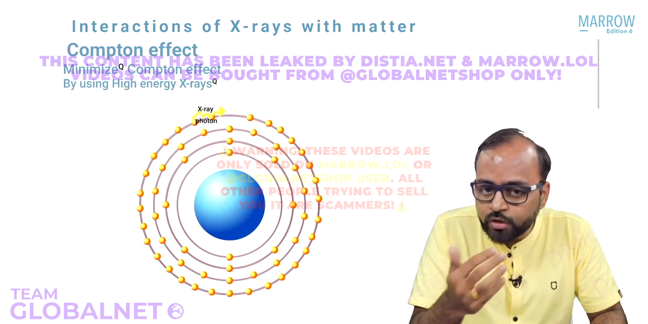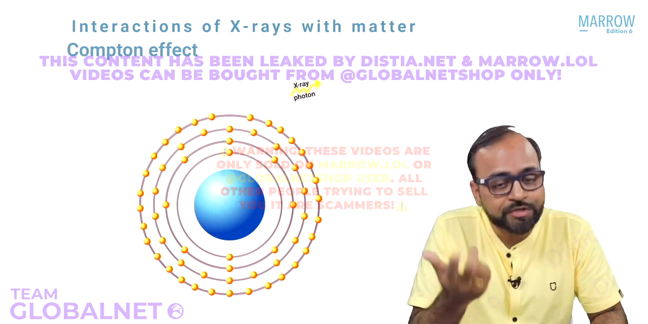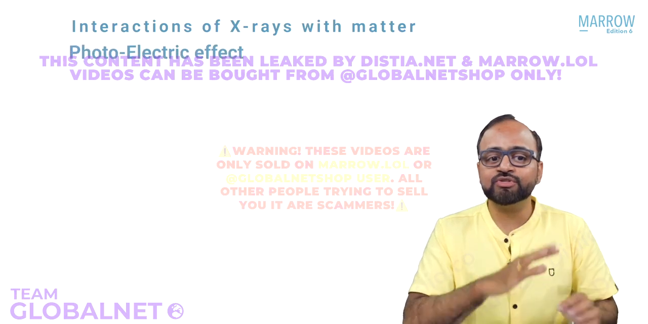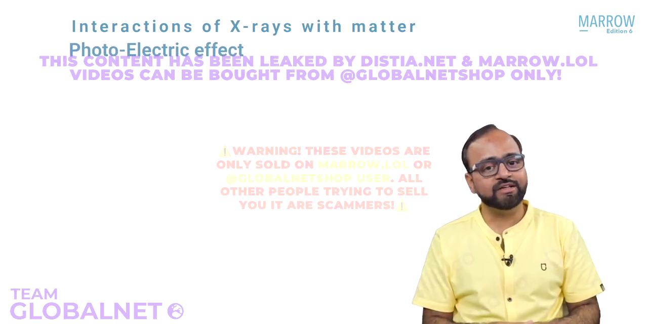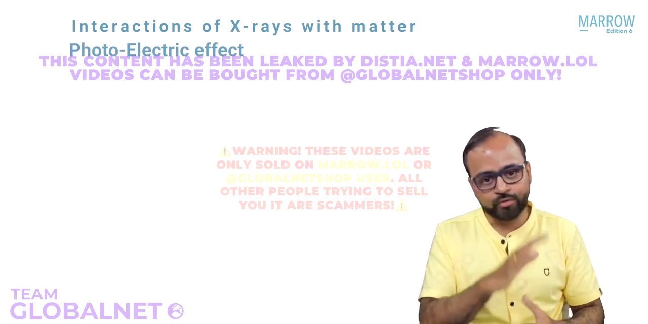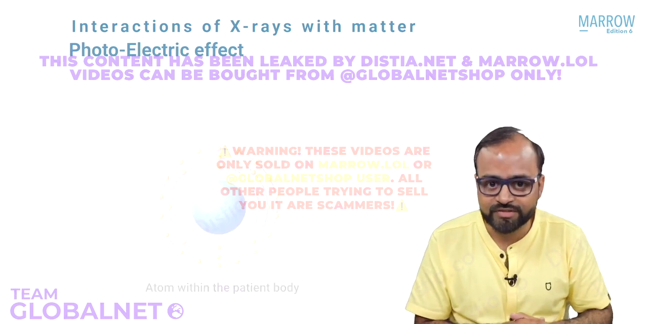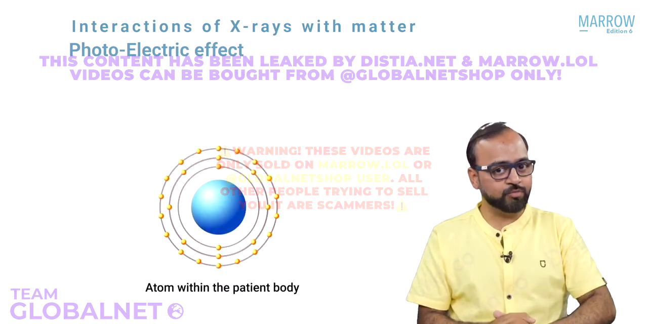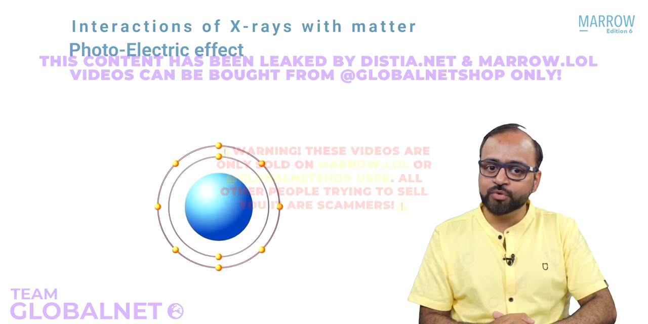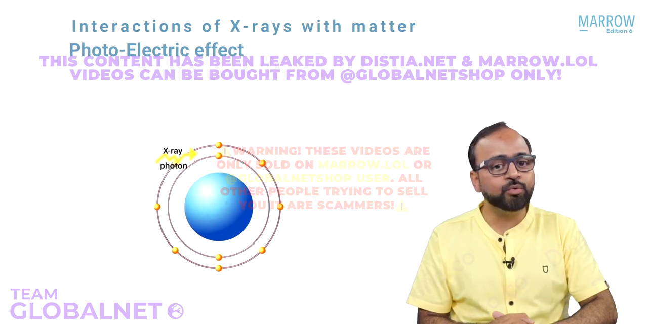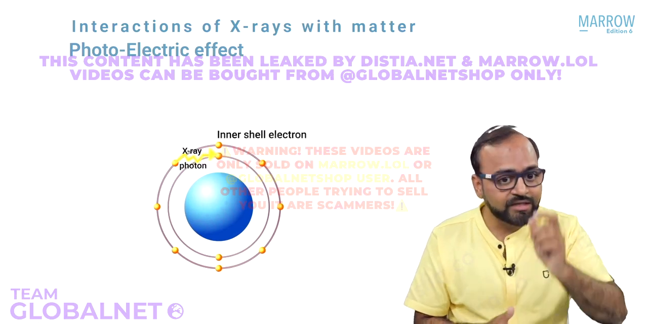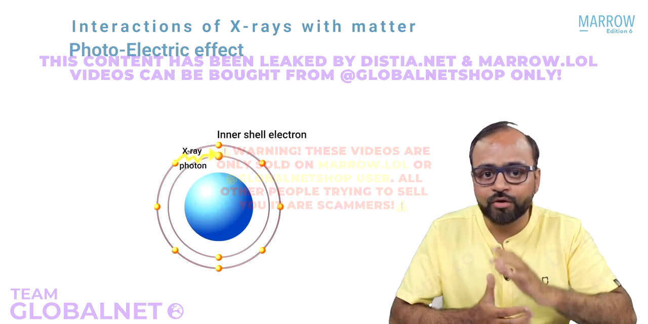Exactly opposite, more or less opposite, because it was outer here, so it is going to be inner next, and that is what is called the photoelectric effect. What is photoelectric effect? Let us look at the animation first. So here is an atom in the patient's body. An X-ray photon is going to come and it is going to hit an inner shell electron.